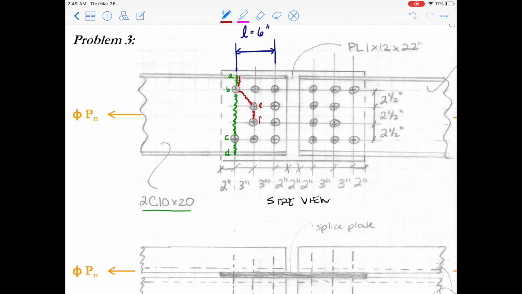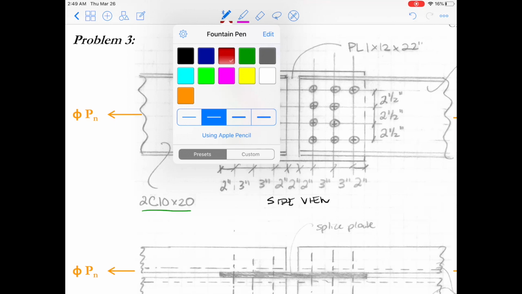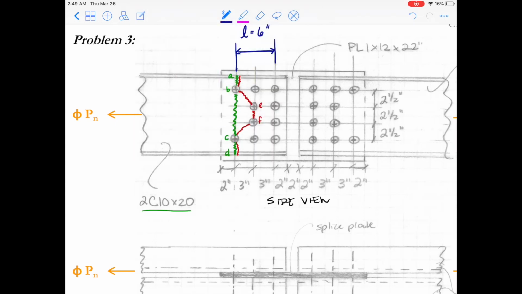So we'll give those bolt holes letters. Let's give them E and F, and then we go back to C and down to D. So I think these are the 2 main paths that I would think would control the design for this particular member. I'll sketch one more path because I like to be certain that I got all of them.